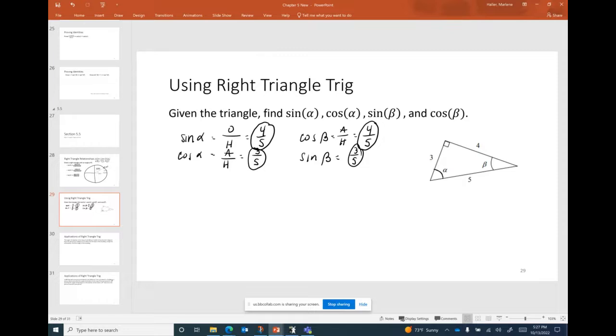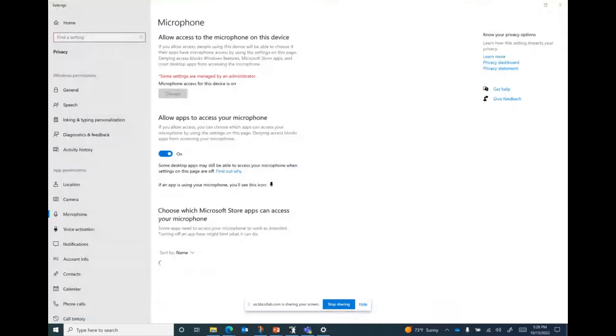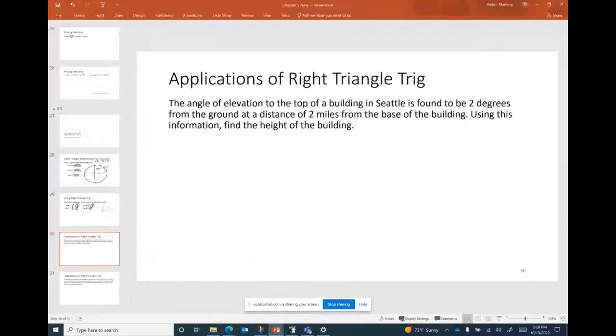All right. So let's look at some applications, how we use this trigonometry in the world. This gets a little bit more interesting. The angle of elevation to the top of a building in Seattle is found to be 2 degrees from the ground at a distance of 2 miles from the base of the building.